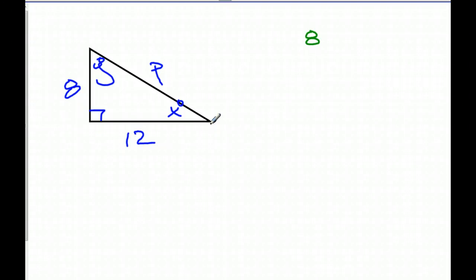Guys, I need you to focus here. You would have 8 over 12. What ratio is that? Is that adjacent over hypotenuse, or what is that? What angle are you going to use? Let's use angle X. This is opposite over adjacent, so the tangent of x equals 8 over 12.